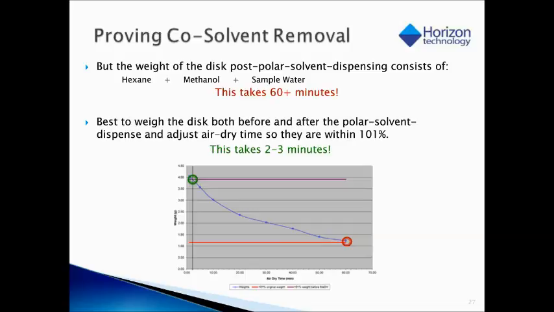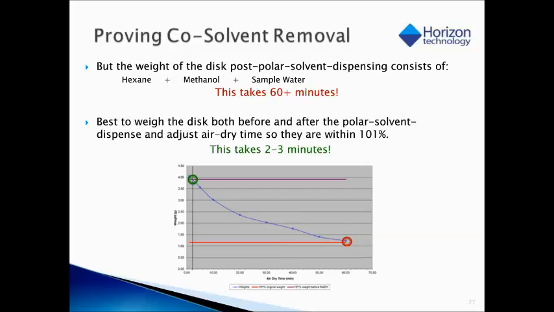Instead of waiting that long and following that specific procedure, what we suggest is that the user process a blank, but take the tare weight just prior to the polar solvent being dispensed. Once the polar solvent is introduced, then dry the disc using the same technique as outlined in the method, measuring the weights at set intervals until the weight is 101% of the original weight of that disc that was taken just before the co-solvent was dispensed. This technique takes only 2 to 3 minutes.